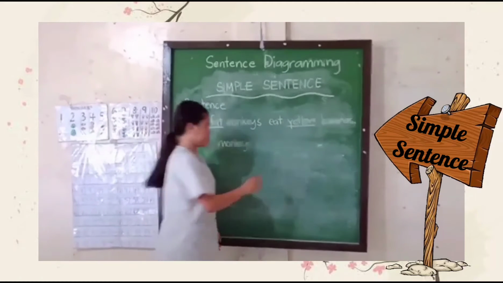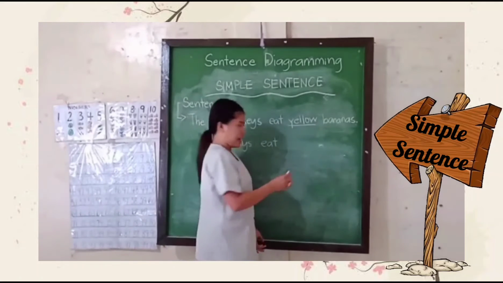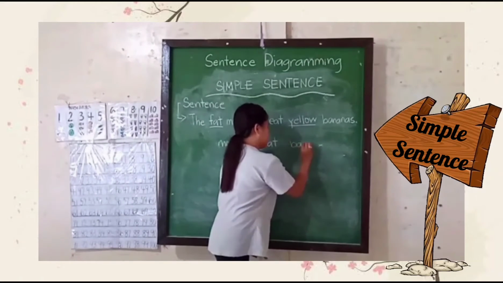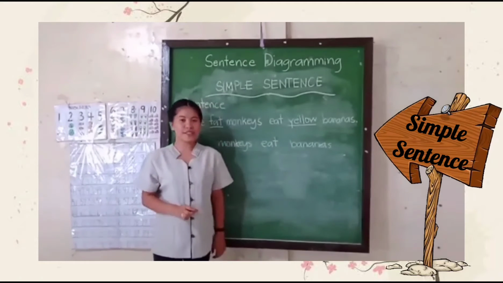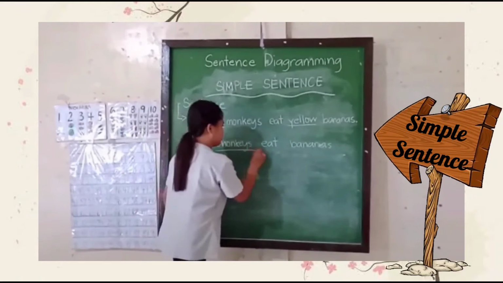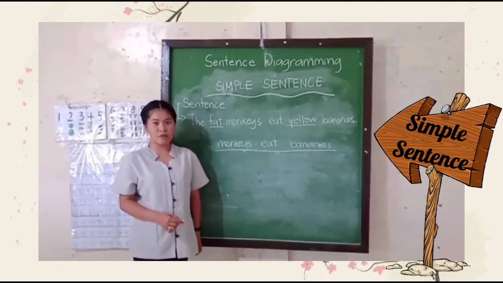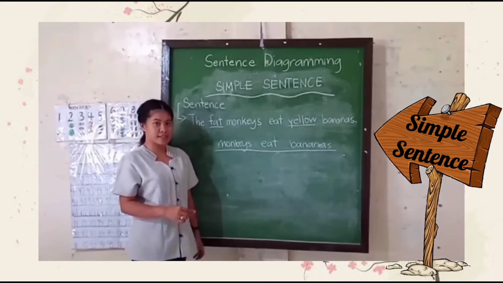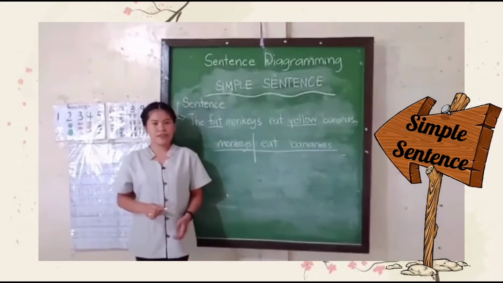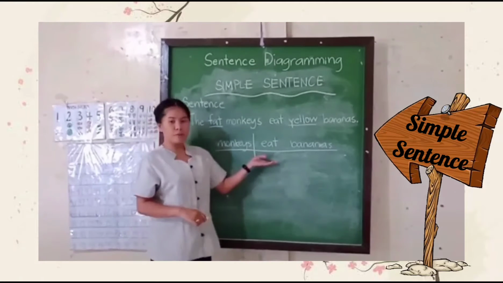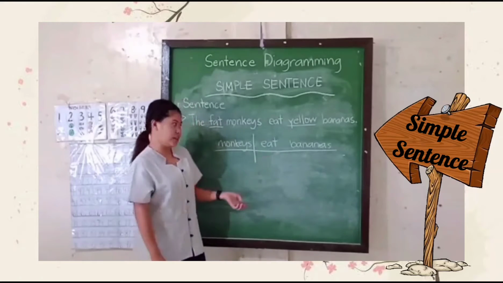and the verb, eat, and our direct object, bananas, and we place them on a line together. Next, we separate the subject and the verb with a vertical line that crosses the underline. Then, we separate the verb and the direct object with a vertical line that does not cross the underline.